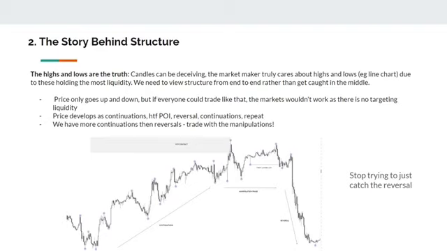So this is kind of the structure. If we look at this image: continuations, high time frame POI, reversal, continuations of the reversal, repeat. Right. That's what it's constantly doing. And we have more continuations than we do reversals. So just follow the manipulations, right?